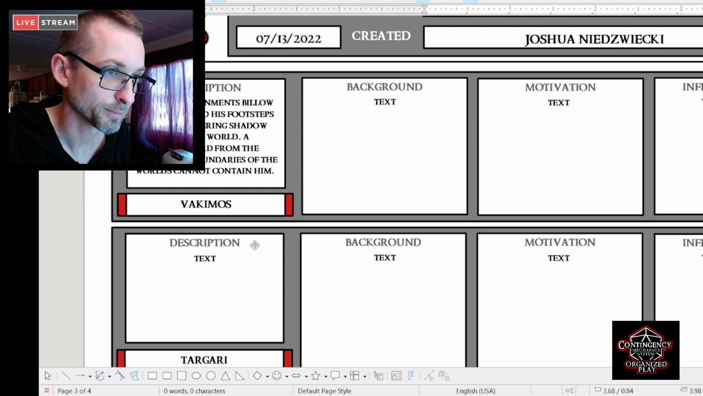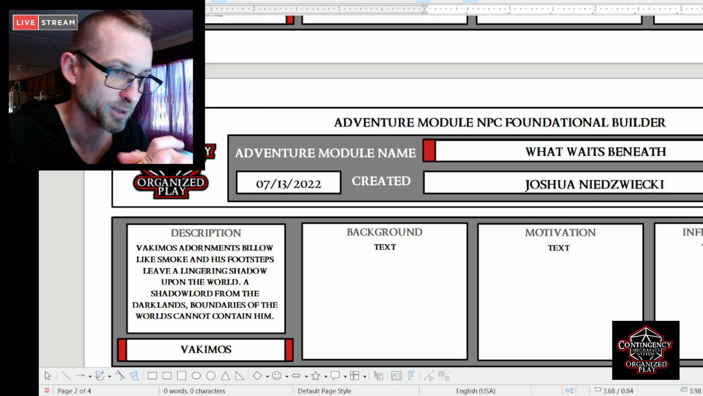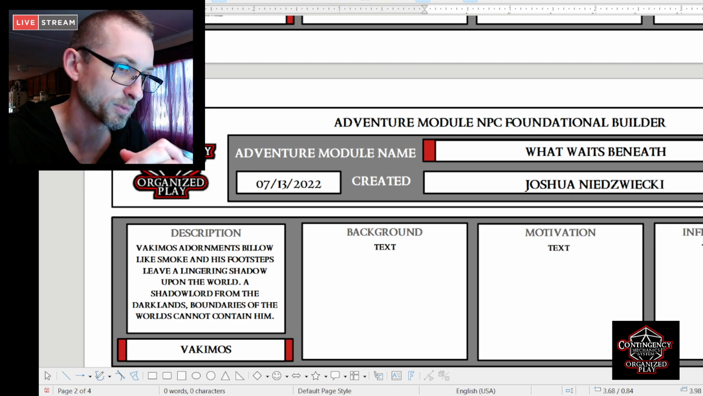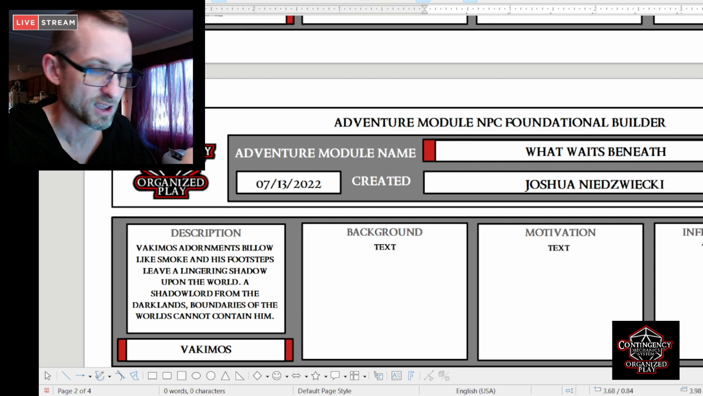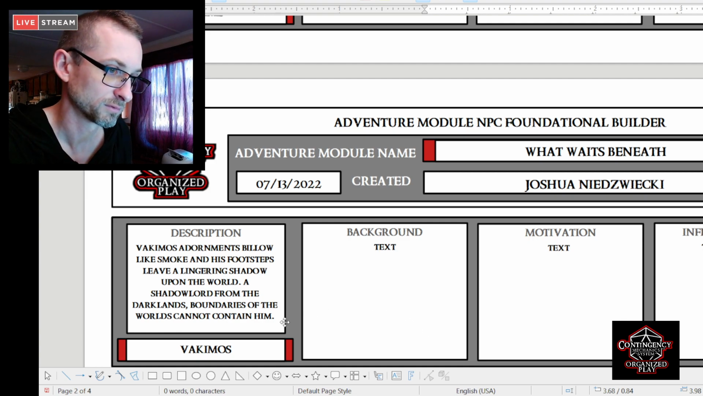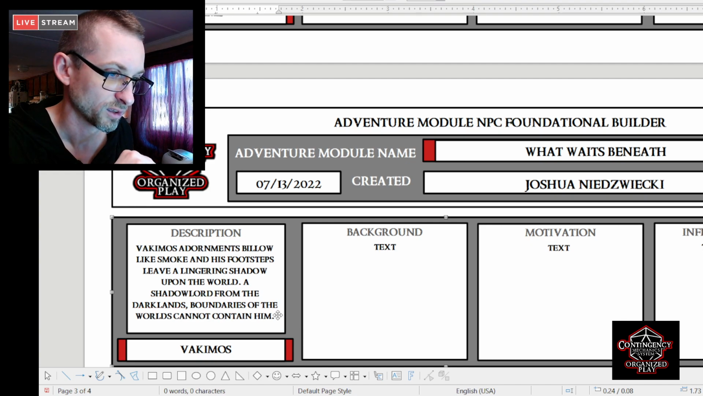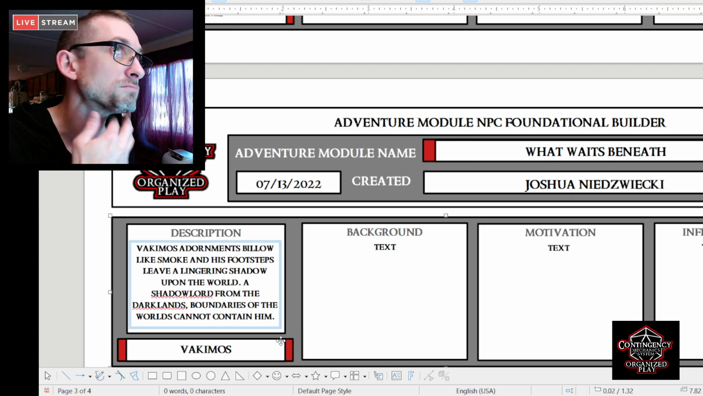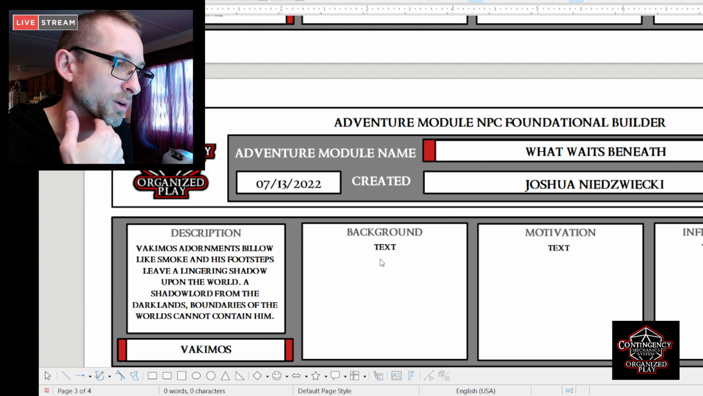Hate that it jumps back up, but it does. All right. Be able to see that in there. So, Vakamos's adornments billow like smoke, and his footsteps leave a lingering shadow upon the world. A shadow lord from the dark lands, boundaries of the worlds cannot contain. He is a masked lord of that realm. And I may add that later in description.